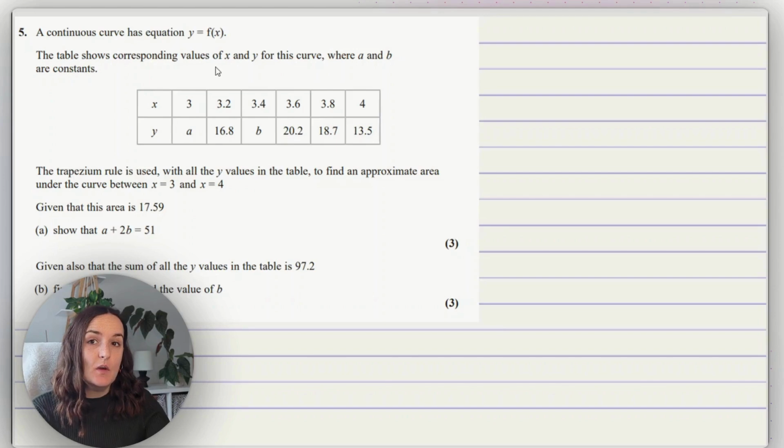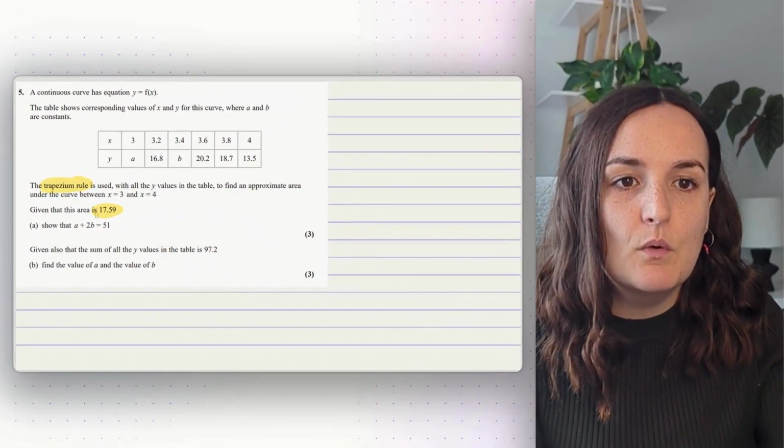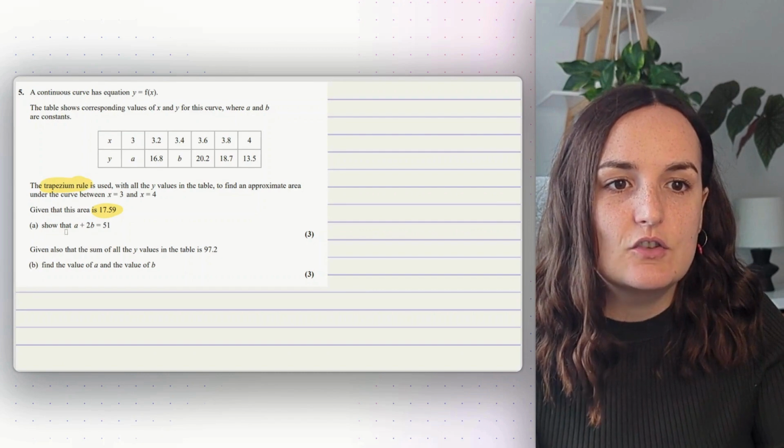Let's get into it. So this question says you've got a continuous curve that has equation y equals f of x, and it gives you a table of values for x and y with some missing. So again, a lot of the time, especially in the most recent papers, they're telling you what needs to be used. So it says the trapezium rule was used to get an approximate area between 3 and 4, and the area that came out from that approximation was 17.59.